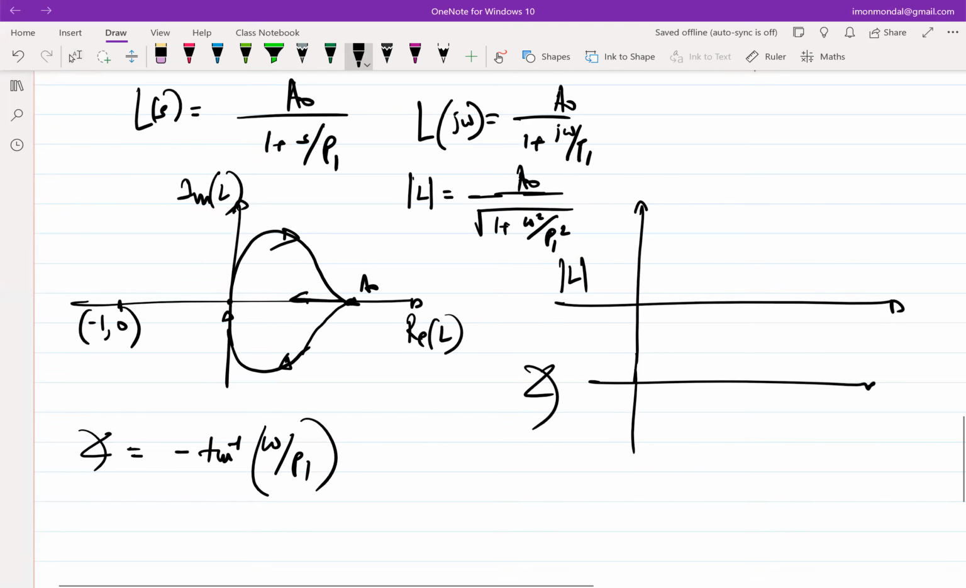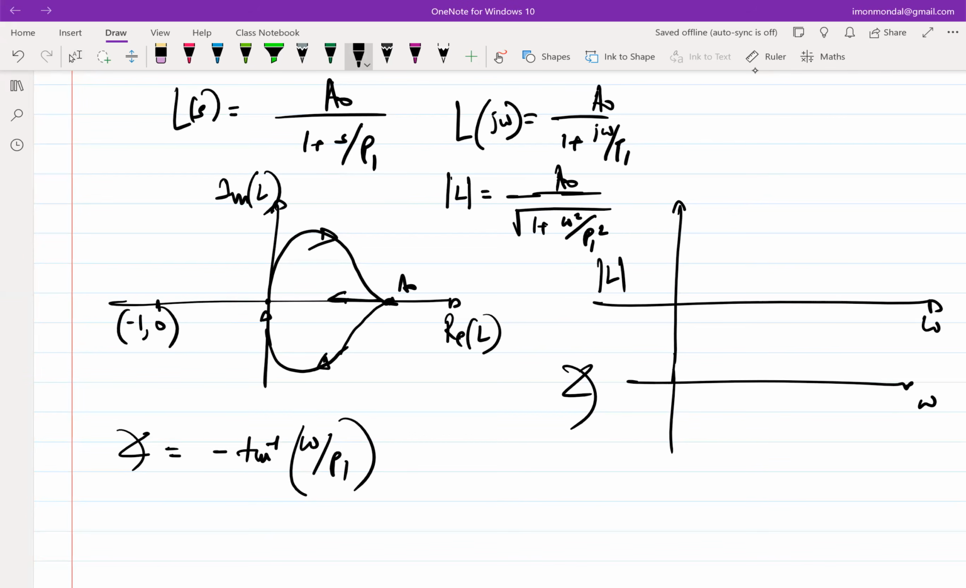So at DC, a very high gain, I'll hit P1 somewhere, fall off. Here the angle will be, at DC, I'll have 0, at P1 minus 45 degrees, and then probably go to minus pi by 2. Okay.